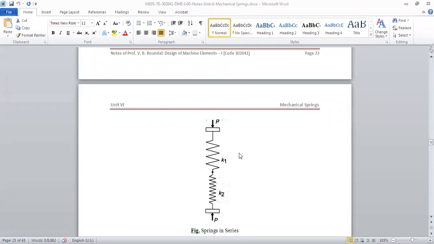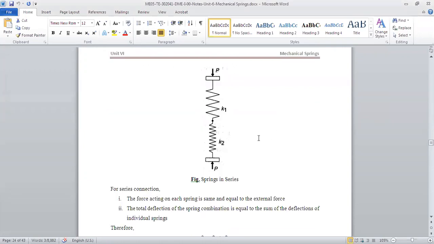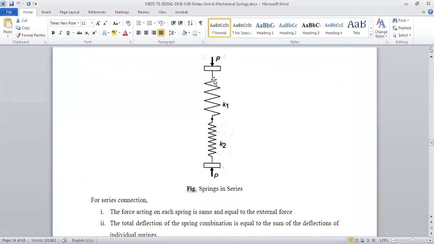So now two springs in series means what? One spring is attached, and at the end, another spring is attached. So what happens in this case? If you see the diagram, spring one has a different number of loops, or different number of coils, and different stiffness. So it will be different for spring one, and different for spring two. So if K1 is the stiffness or spring rate of spring one, and K2 is the stiffness of spring 2, then how to calculate the resultant stiffness?